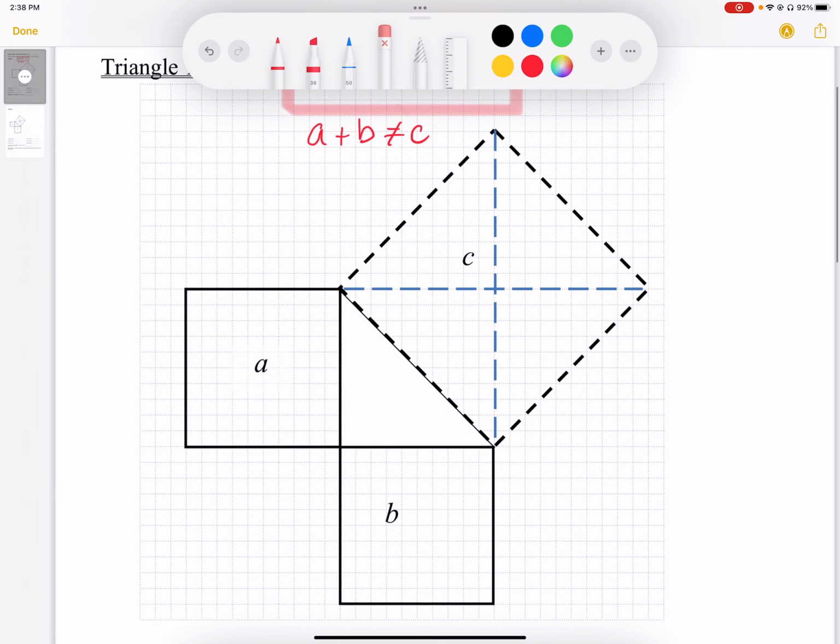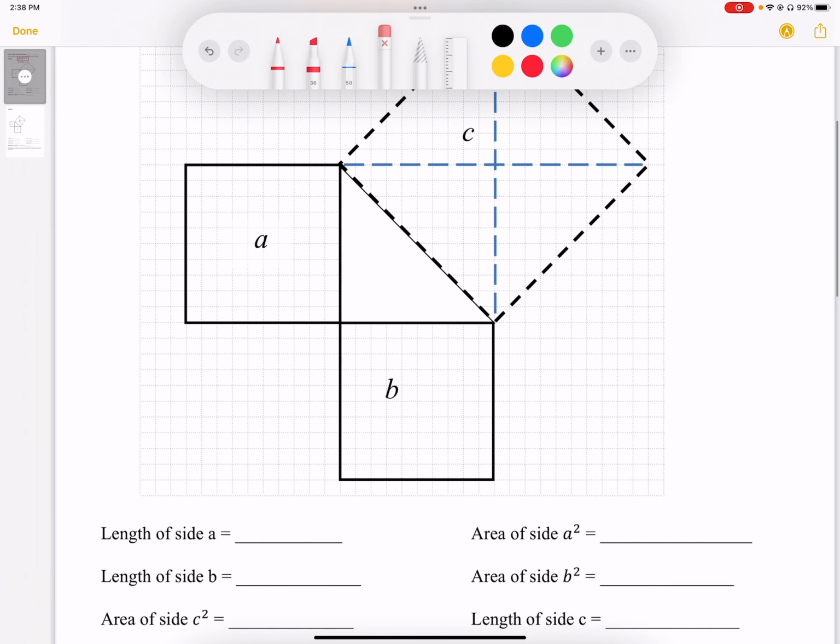So let's try the relationship in terms of the area. The length of side A, let's count: 1, 2, 3, 4, 5, 6, 7, 8, 9, 10. So we have an edge length of 10 squares. We'll just say this is 10 units. Let's calculate the length of side B. 1, 2, 3, 4, 5, 6, 7, 8, 9, 10. So that's also 10 units.